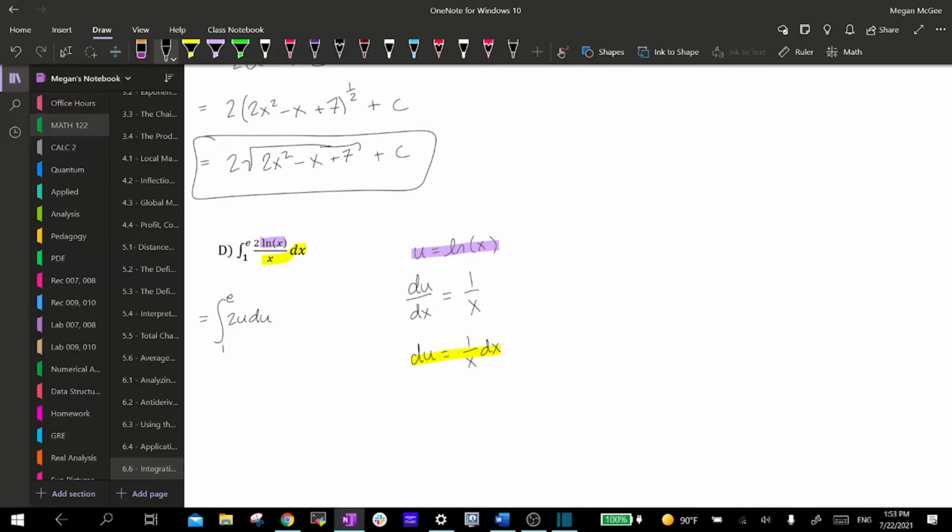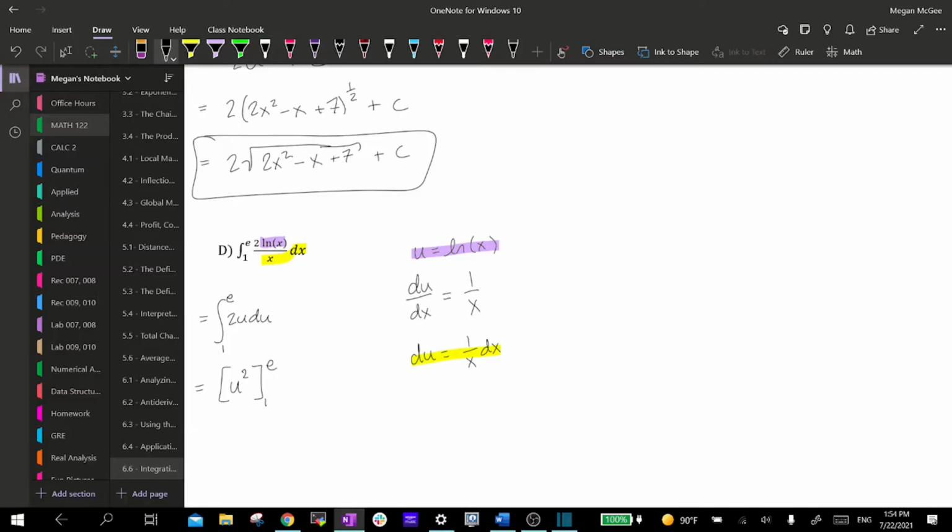All right. So we could pull the constant out if we'd like. We can also think one step ahead and notice when we do our power rule, it's going to become u squared and then divided by 2. So our 2's will cancel out. All right. So we get u squared evaluated from 1 to e. Now remember, we don't need to include our plus c when we're dealing with a definite integral. Our plus c is only with indefinite integrals.